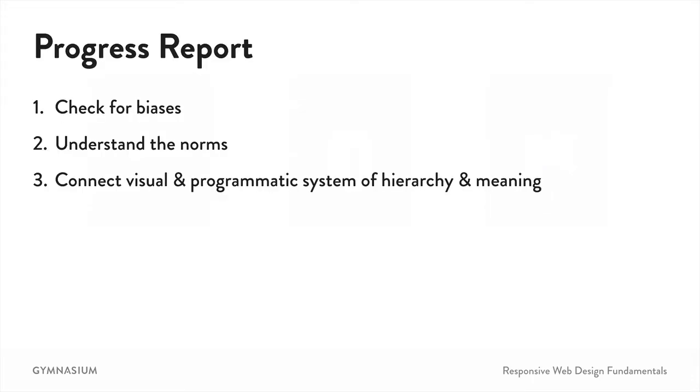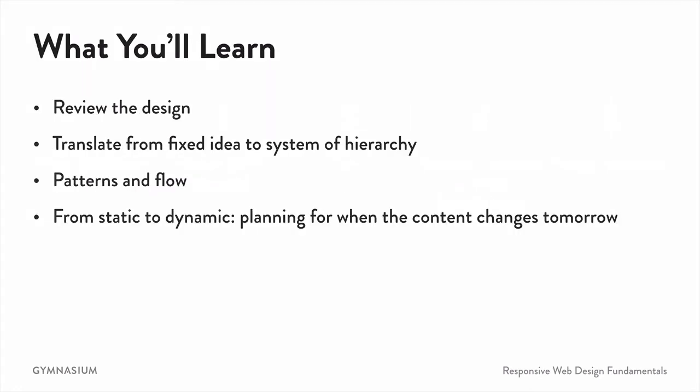So for our progress report, the first thing we have to check for is our biases. Make sure that we're not tripping ourselves up making assumptions about what people know and are familiar with. We want to make sure that we understand what normal is. And that's another assumption. We can't be sure that someone is going to be behaving in some particular way just because they're holding a phone. It may be the only way they can get online. And we want to connect visual and programmatic systems of hierarchy and meaning so that our semantic markup, our H1s and H2s and paragraph tags, are all connecting to how we visually represent things on the screen.